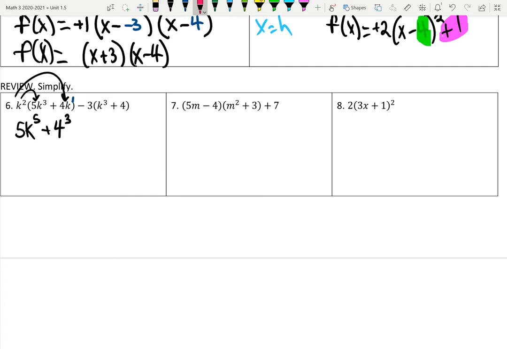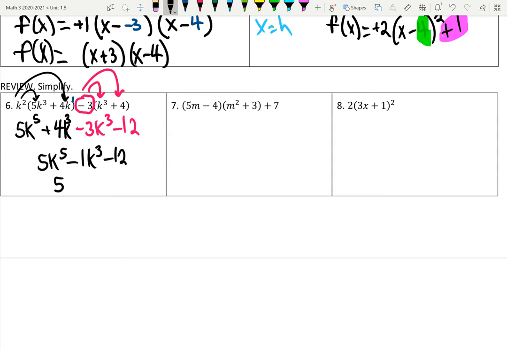I'm going to keep this going, and I have to just remember that it's not just 3 being distributed, it's a negative 3, and it's going to turn into negative 3k to the 3 minus 12. I forgot the k. Now, let me simplify. 5k to the 5th minus 1k to the 3rd minus 12. And if I was feeling spicy, I could remove the coefficient of 1.